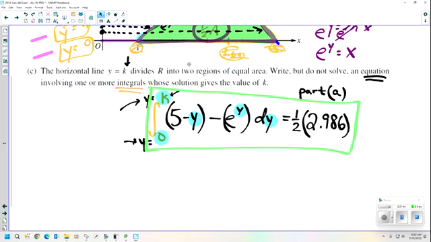All right, that's it. That expression, I keep saying expression because part B. This is an equation because there's an equal sign. I have an equation right here where I take my integral, I set it equal to half of that area, and I could definitely solve for K. Again, write, but do not solve. That's fantastic. I love it.